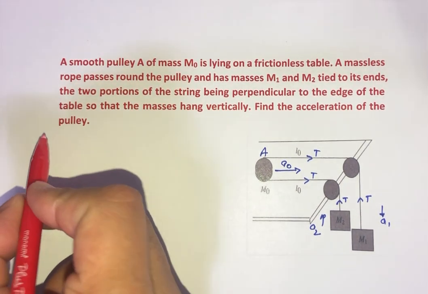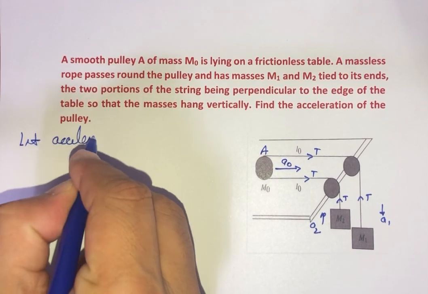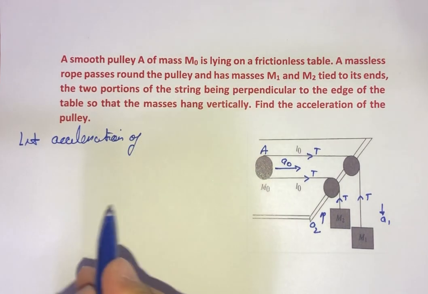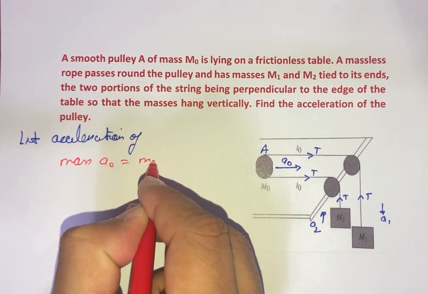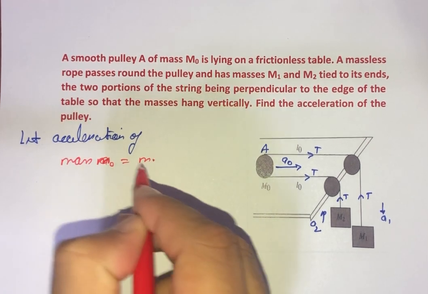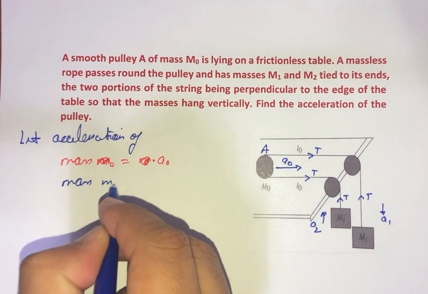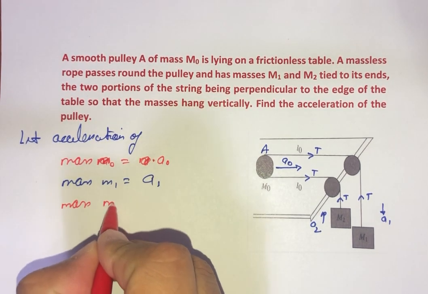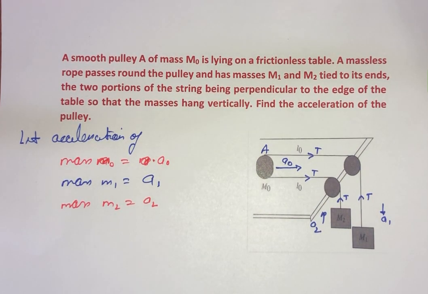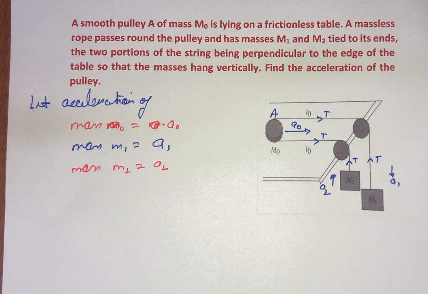So we can write that the acceleration of mass m naught is given as a naught, of mass m1 is given as a1, and of mass m2 is given as a2. So we are going to use the equation of motion for the masses m1 and m2 as well as m0.